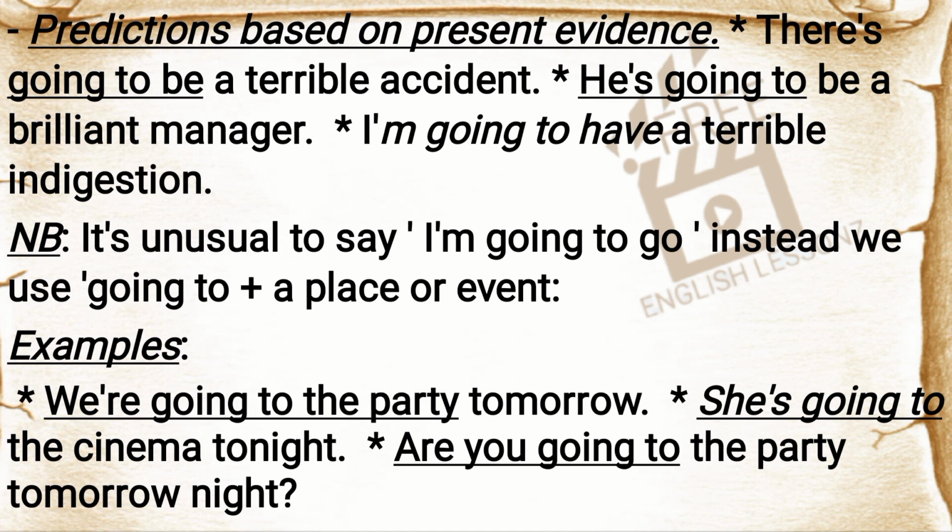NB, it's unusual to say, I'm going to go. Instead we use going to plus a place or event. Examples: we're going to the party tomorrow. She's going to the cinema tonight. Are you going to the party tomorrow night?